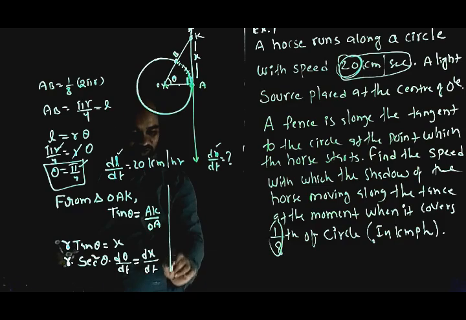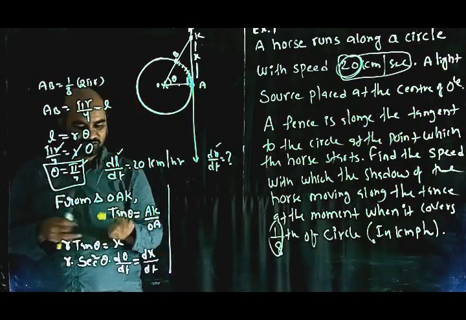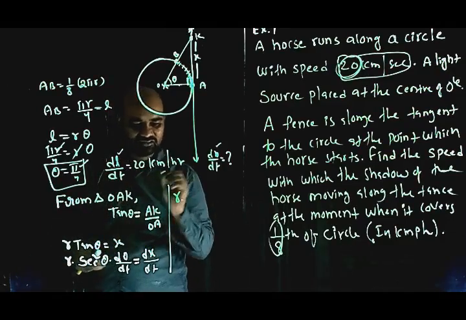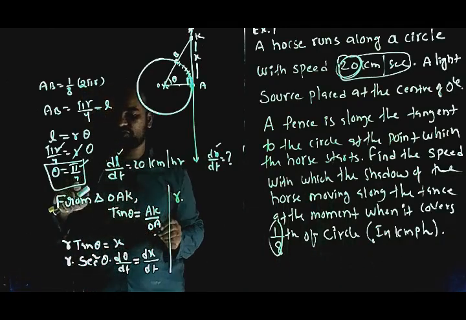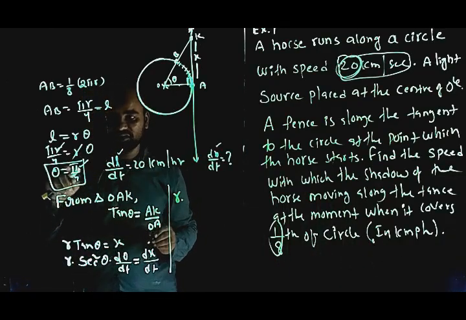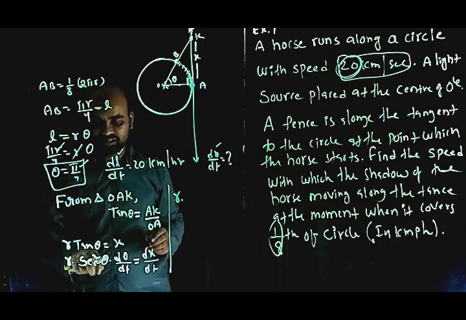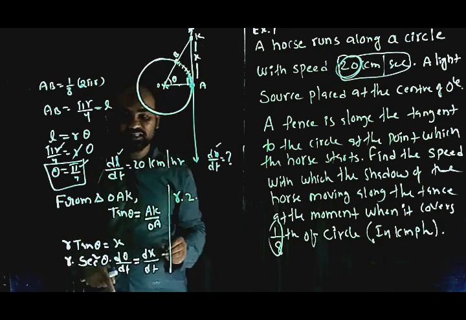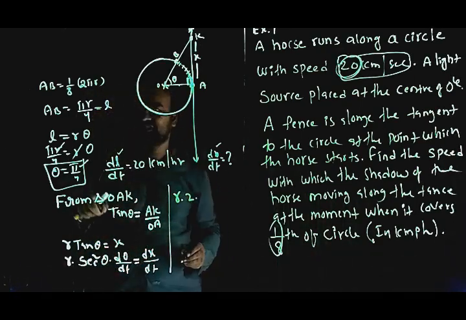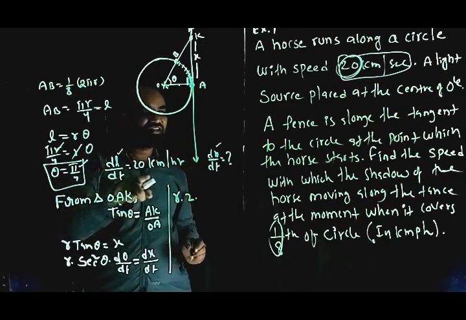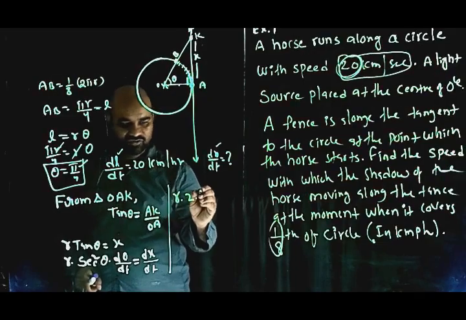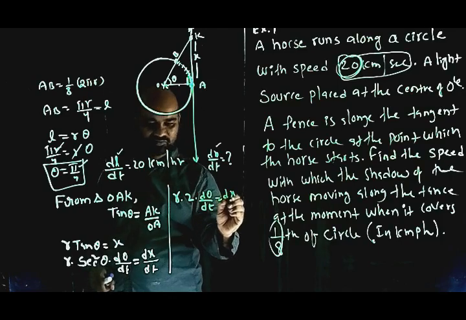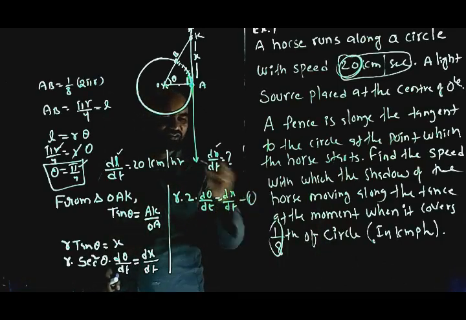Actually, you want dx by dt, so you just need substitutions. r secant square theta, with r as it is, and theta equal to pi by 4. Secant pi by 4 is root 2, and root 2 squared is 2, into d theta by dt. d theta by dt is not given, you need to find it. So 2r into d theta by dt equals dx by dt. This is equation number 1.